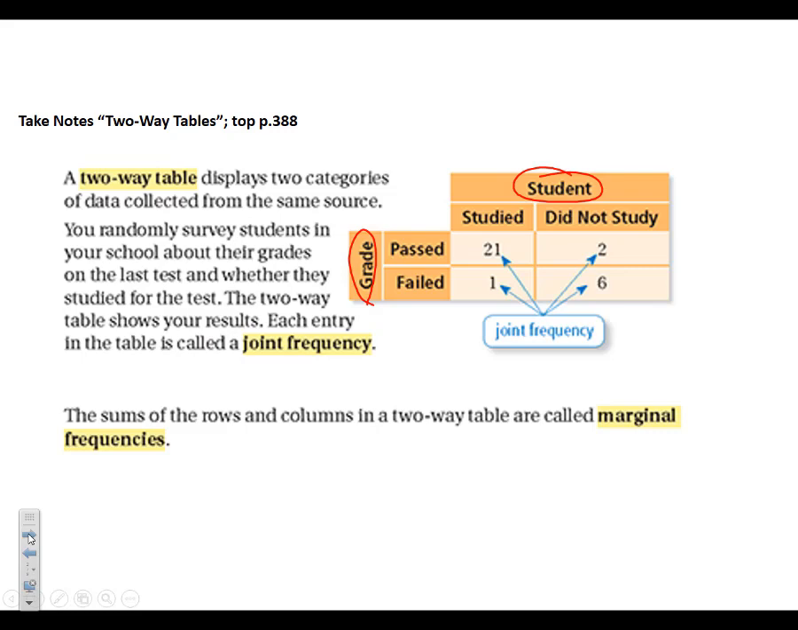All right, it says you randomly surveyed students in your school about their grades on the last test and whether they studied for the test. The two-way table shows your results. Each entry in the two-way table is called a joint frequency. So that means, according to the picture, that this 21, this 2, this 1, this 6, all these entries in the two-way table are called joint frequency.